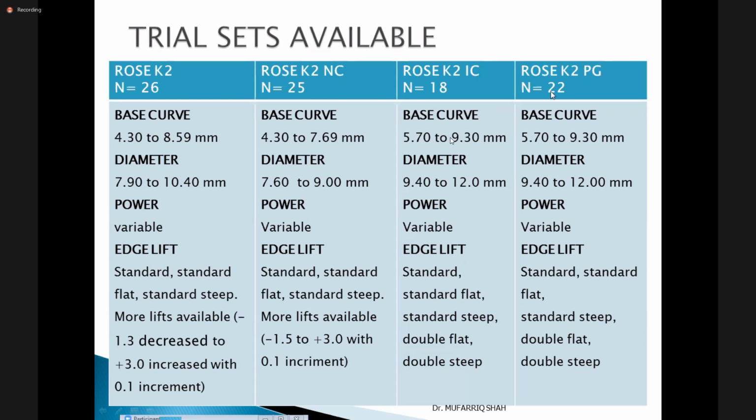For Rose K2 PG lenses, the number of lenses in the kit is 22, and here also the base curve ranges from 5.7 to 9.3, and the diameter ranges from 9.4 to 12 millimeter. And power is variable. Edge lift includes standard flat, standard steep, double flat, and double steep.